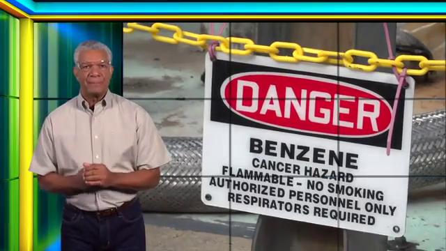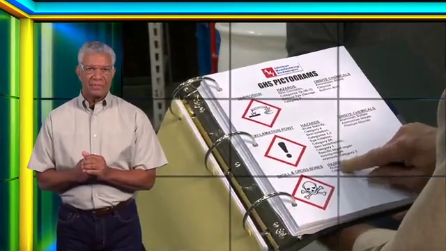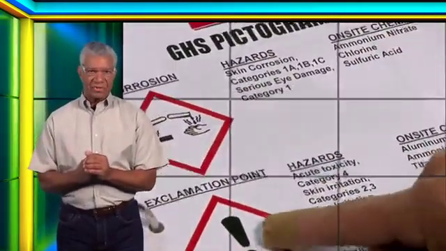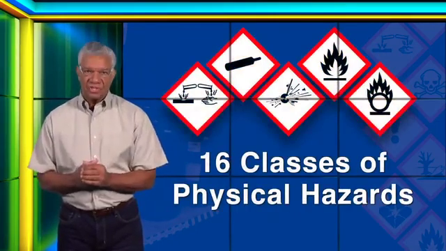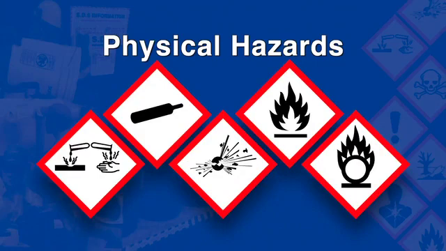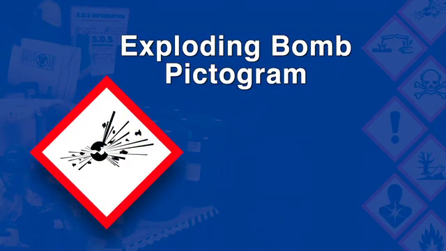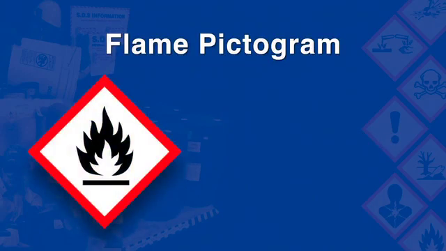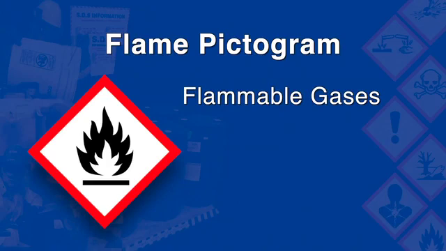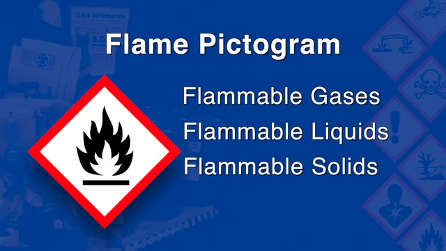The chemicals represented by each of these 3 general hazard types have been further divided into classes of hazards. There are 10 classes of health hazards and 16 classes of physical hazards. There are 5 pictograms designed to represent the 16 classes of physical hazards. We will show each pictogram and list a few of the hazard classes it represents. The exploding bomb pictogram represents hazard classes which include explosives and organic peroxides. The flame pictogram represents hazard classes which include flammable gases, flammable liquids, and flammable solids.